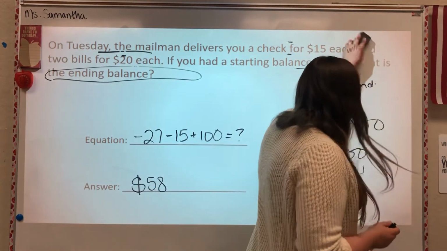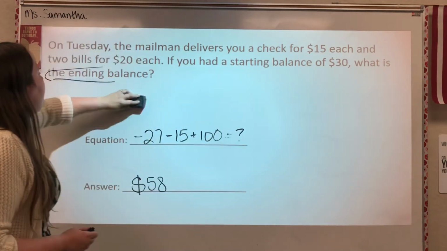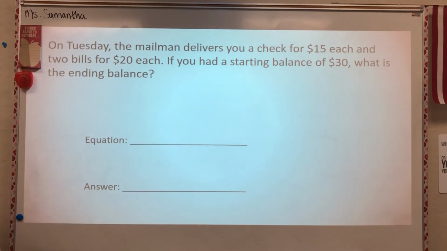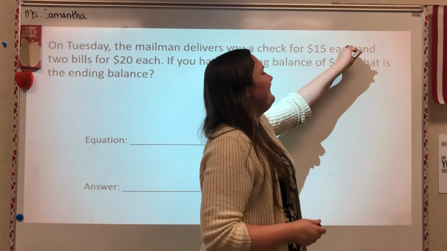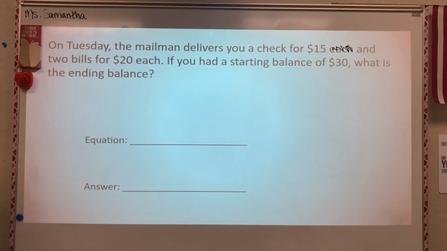This one also is about money. This one says, on Tuesday, the mailman delivers you a check for $15. A check for $15, the word each shouldn't be there, I'm sorry. Delivers you a check for $15 and 2 bills for $20 each. If you have a starting balance of $30, what is the ending balance?